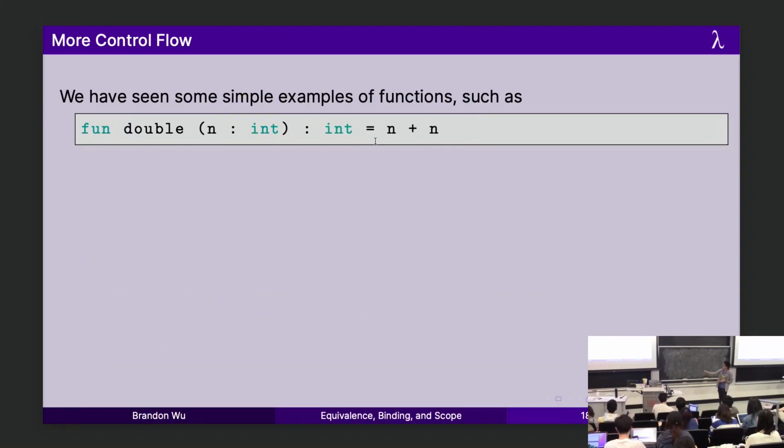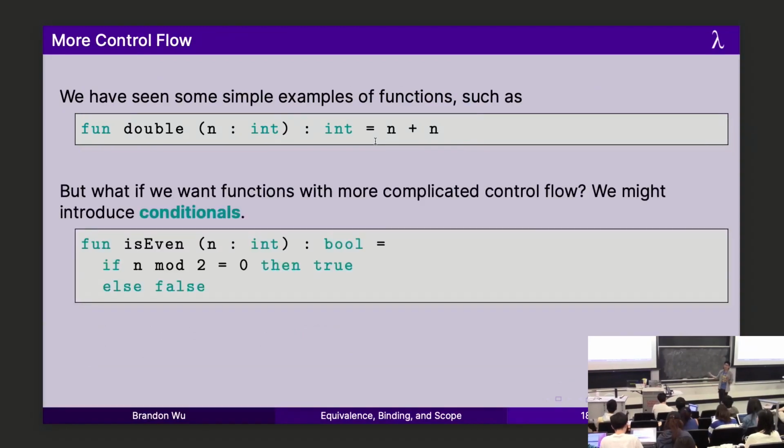So I already showed you double, but suppose I wanted to do something more complicated. I already used this, but let's talk about it. We have these if expressions. The syntax is this. I have fun is even, and then if n mod 2, where mod is the modulo operator, is equal to 0, then I return true. Else I return false. An if expression is an expression. I can bind it to a variable. I can bind it in a function declaration. It is an expression that can be added, it can be subtracted, it can be used like anything else.